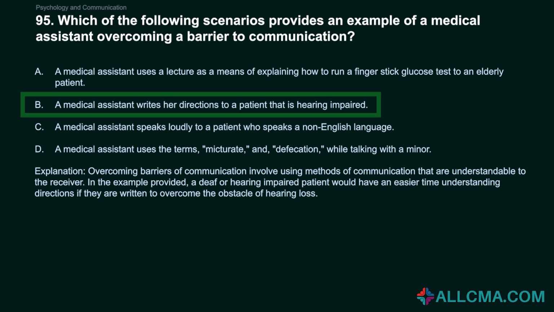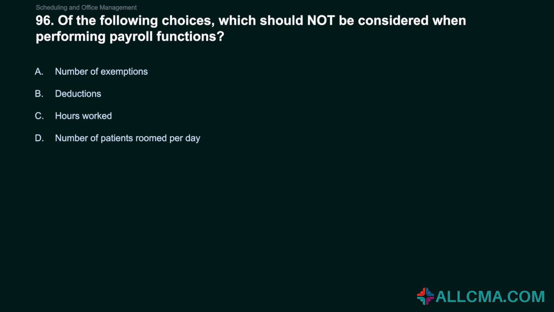Overcoming barriers of communication involve using methods of communication that are understandable to the receiver. In the example provided, a deaf or hearing impaired patient would have an easier time understanding directions if they are written to overcome the obstacle of hearing loss.